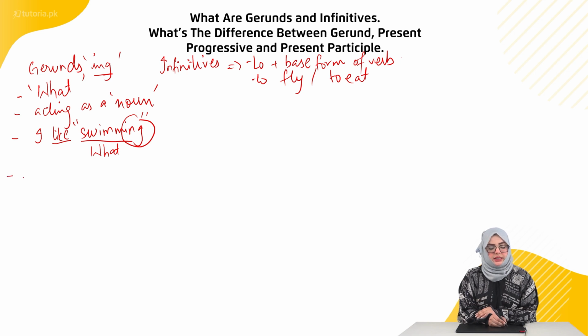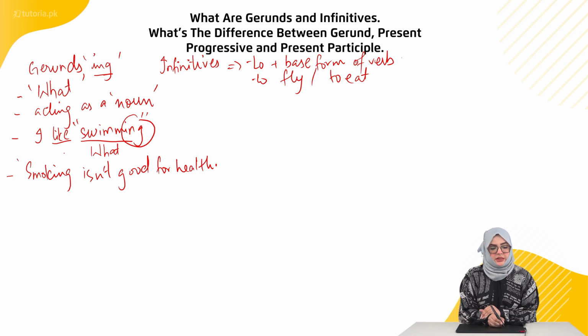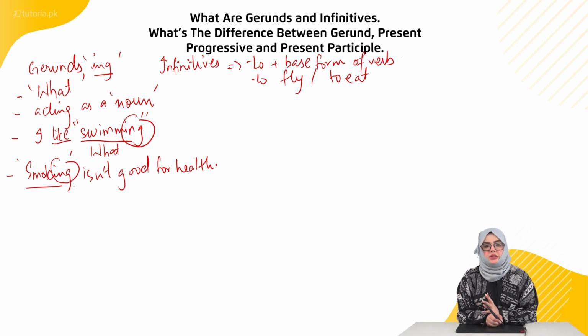एक और एग्जाम्पल देख लेते हैं जिसमें smoking isn't good for health. If I say what is not good for health, you'll say smoking. Then this is a gerund. Again, यहाँ पे smoking का action perform नहीं हो रहा है. It's not a verb. यहाँ पे काम नहीं हो रहा है smoke करने का. So this is how you will figure out whether a verb is a gerund or simply a present progressive verb.